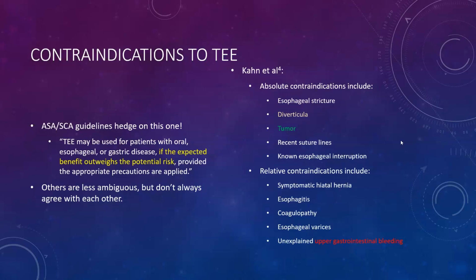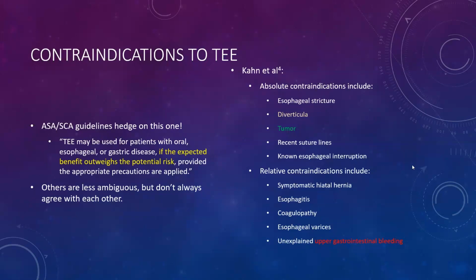Most of the things that you're going to find is that the ones that are most often shared between the different societies and the different authors are going to be things like esophageal strictures, tumors, obviously any known hollow viscous injury is going to be something, especially esophageal and even gastric, are going to be your absolute contraindications usually. Some of the relative contraindications: hiatal hernias, esophagitis, coagulopathy, esophageal varices, unexplained GI bleeding.